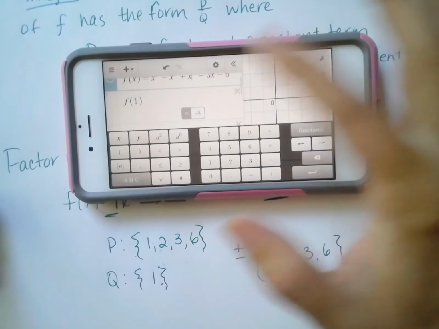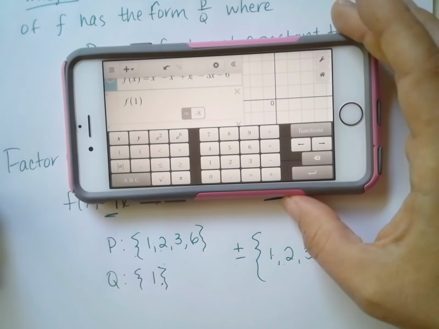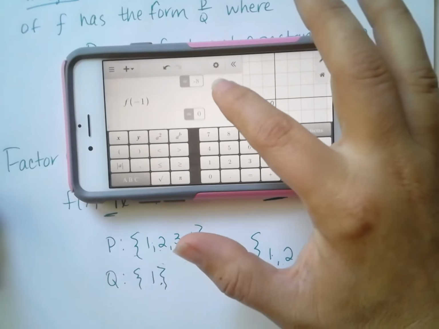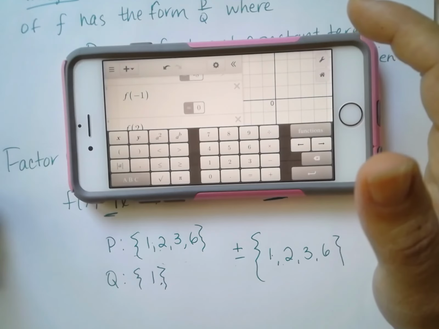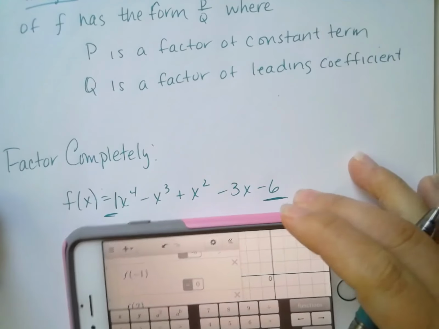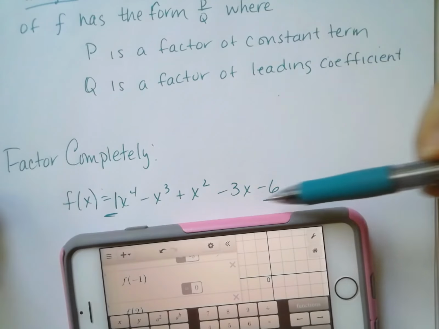I put positive 1 in, and according to Desmos, I get out negative 8. That is not a 0. I'm moving on. Then I plug in negative 1 as my next one, and oh, look, that is 0. So I found out that f of negative 1 is equal to 0. Now, I really want 2 of them because I have a 4th degree polynomial.